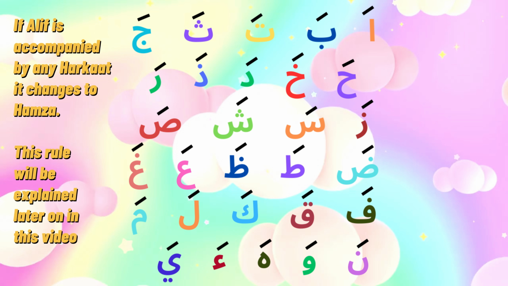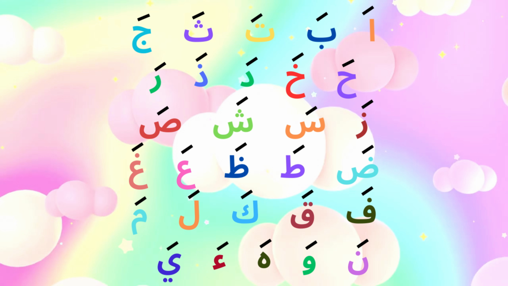Hamza Fatha A, Ba Fatha Ba, Ta Fatha Ta, Tha Fatha Tha, Jim Fatha Ja, Ha Fatha Ha, Kha Fatha Kha, Dal Fatha Da, Dal Fatha Da, Ra Fatha Ra, Za Fatha Za, Sin Fatha Sa, Shin Fatha Sha, Sod Fatha So, Dod Fatha Do, Ta Fatha Ta, Dha Fatha Dha, Ain Fatha A, Ghain Fatha Gha, Fa Fatha Fa, Qaf Fatha Qa, Kaf Fatha Ka, Lam Fatha La, Mim Fatha Ma, Noon Fatha Na, Waw Fatha Wa, Ha Fatha Ha, Hamza Fatha A, Ya Fatha Ya.